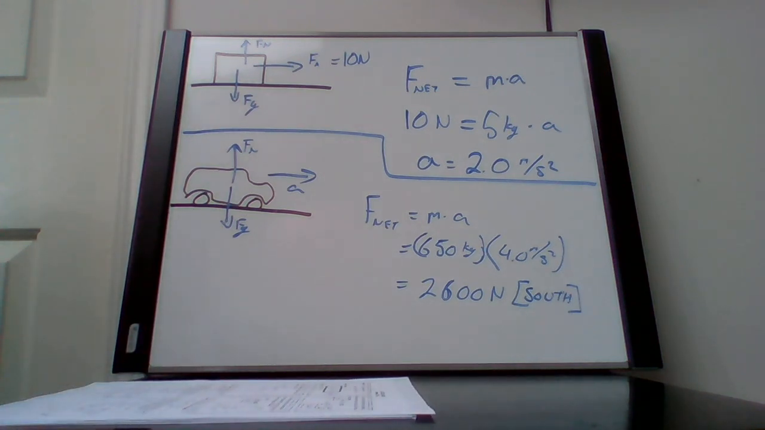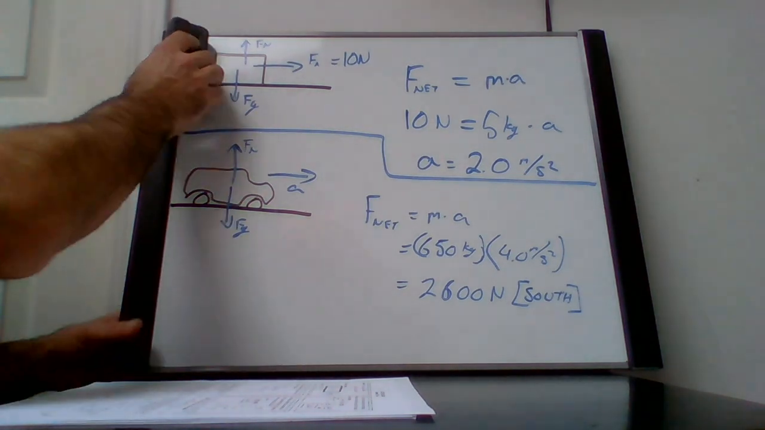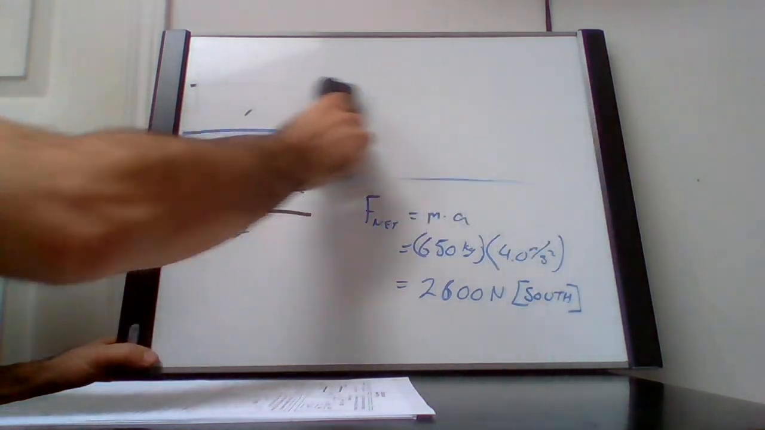Now, let's move on to our third example. A 1,500 kilogram ice cream truck accelerates from rest to a top speed of 45 kilometers per hour in 8.0 seconds.